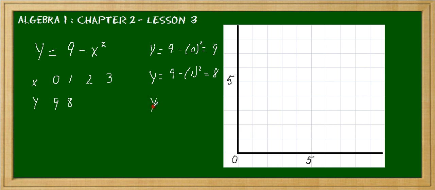So we have y is equal to 9 minus 2 squared. Now we have 2 times 2, which we know is 4. 9 minus 4 is going to equal 5. So we moved up another 1, but notice a change here. We dropped more than we dropped before. We only dropped 1 before, but now we've dropped 3. So something is different here, and we're not seeing the same rate of change.